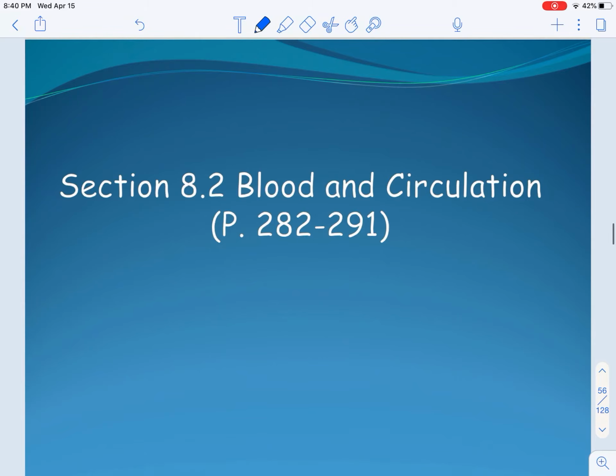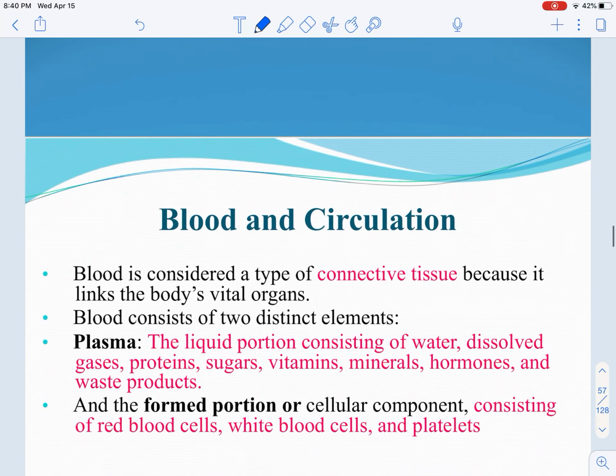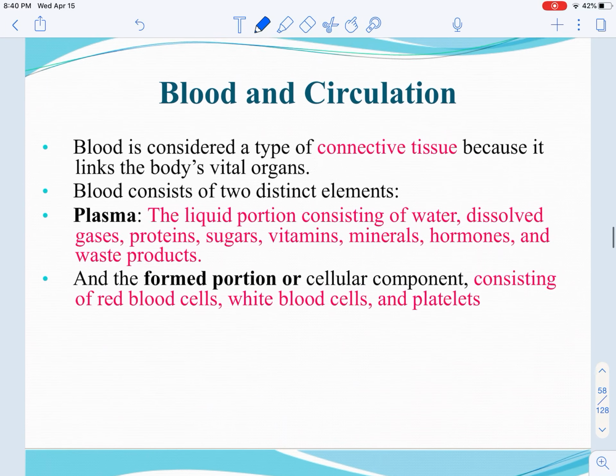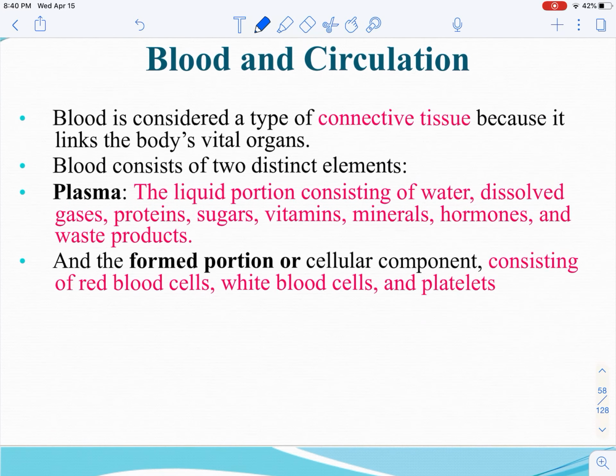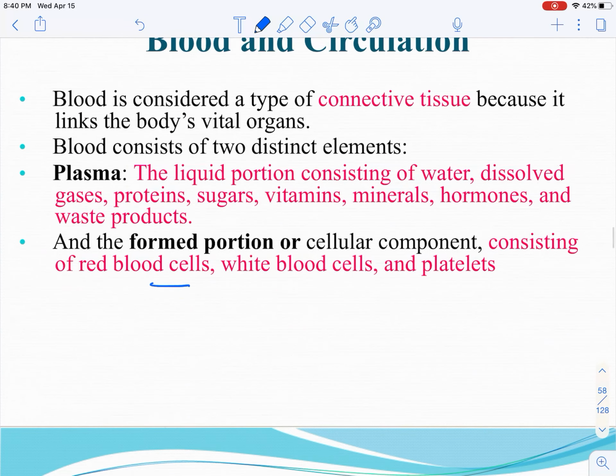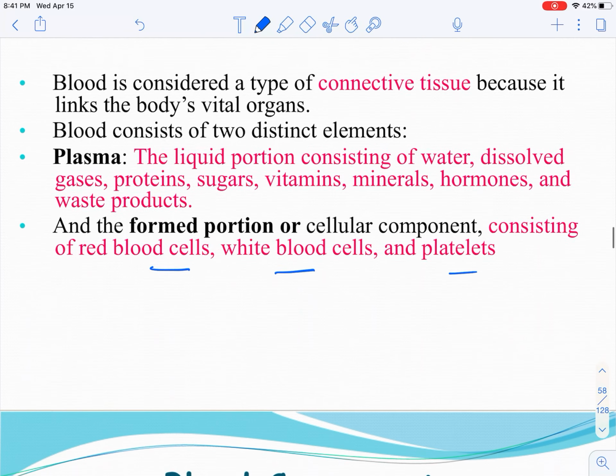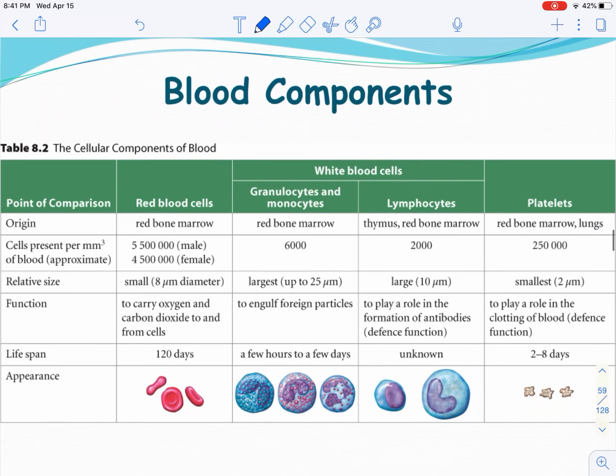Hi, B20 section 8.2, all about the blood today. So we're looking at the parts of blood to start with. It has the liquid portion that's got all the dissolved gases like oxygen and carbon dioxide, as well as wastes, vitamins, minerals, hormones, all those things. And as well, we've got the red cells, white cells, and the platelets used for clotting.